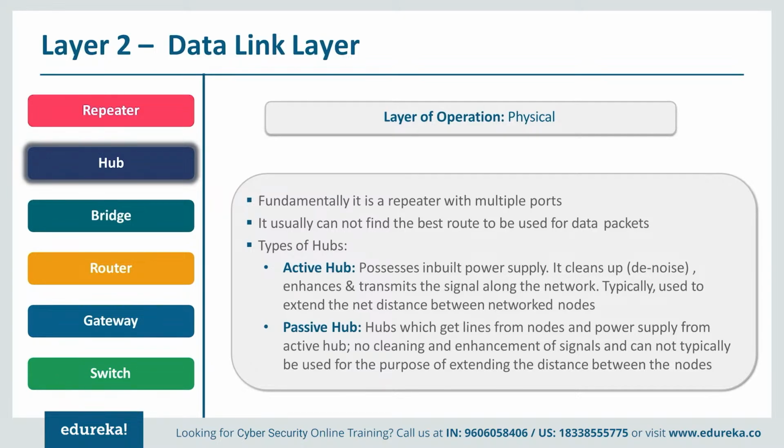The active hub is typically used to clean up the network disturbance or network noise and also to enhance the signal strength across the network. The passive hub is simply a pass-on device. It just transmits the signal whatever it gets. It will not make any modification, error fixing, or denoising, etc.